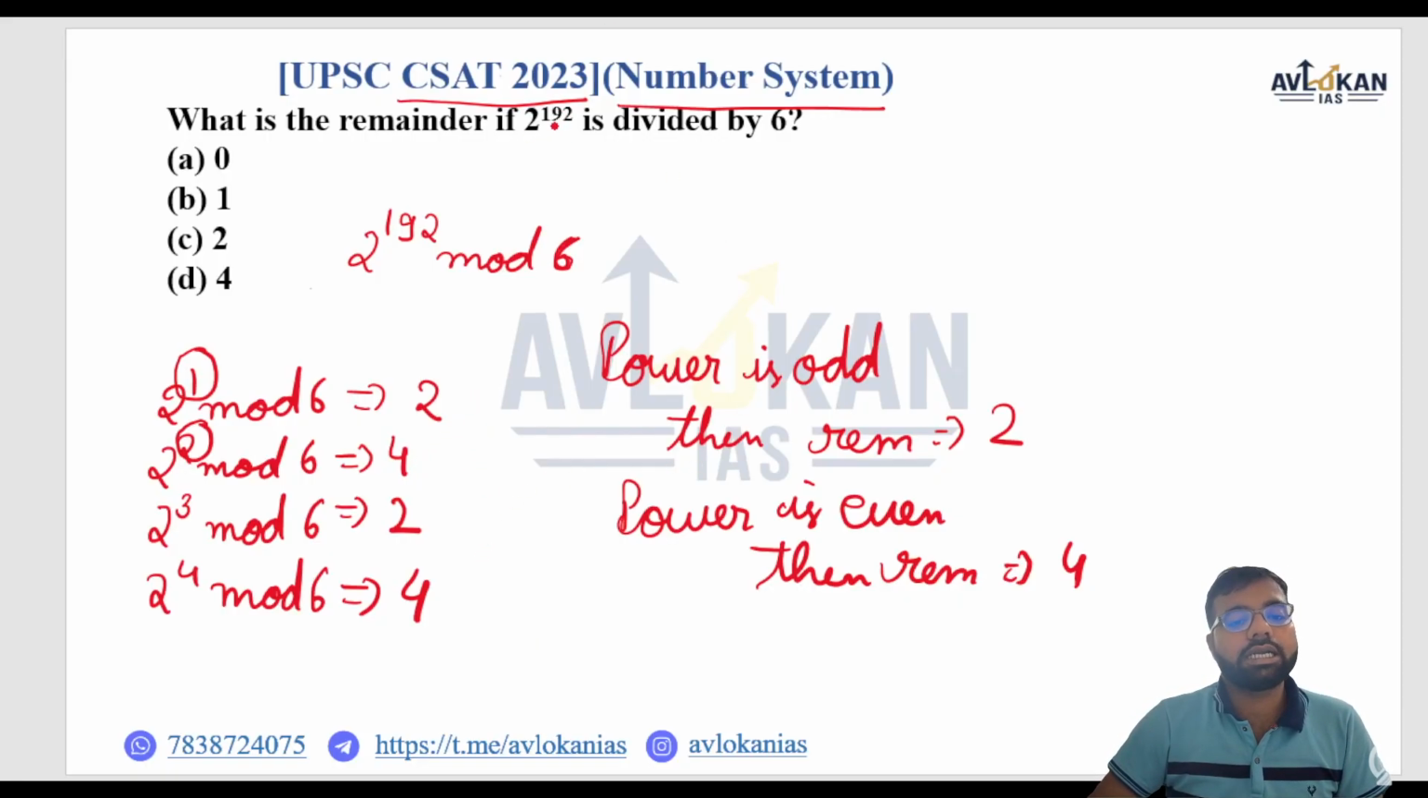So what is the power here? Either it is even or odd. It's even, 192 is even, so what will be the answer? Remainder is 4. So 4 is the answer.